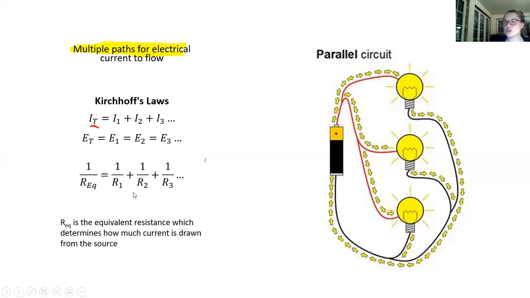And then resistance uses a really crazy formula. Resistance is how much the current is slowed. How much the current is slowed from the battery is actually less than the resistance through each of the branches. That's because charge is coming out and feeding three branches, which means from the battery's perspective, there's less resistance because there are more places for the current to go. So you're always going to get an equivalent resistance that is smaller than the individual resistances of each of the resistors in the circuit.